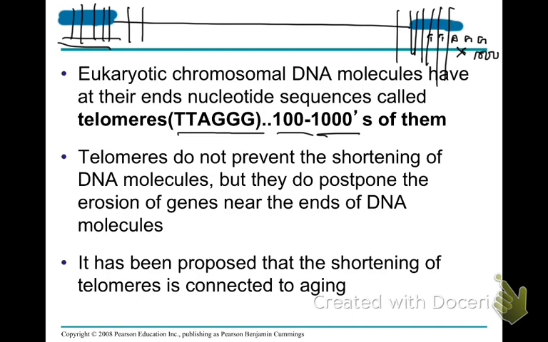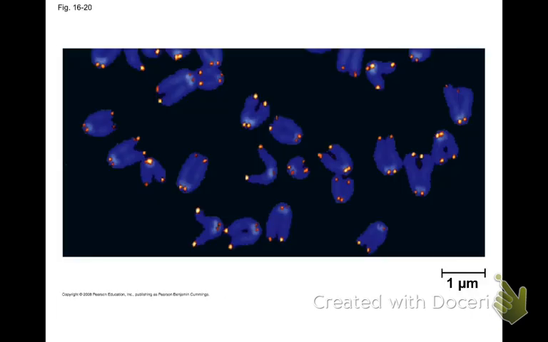Once it gets inside, the actual useful DNA is eroded, and this is when the cell dies. Okay, so telomeres do not prevent the shortening of DNA molecules, they postpone the erosion of the genes that are near the ends of the DNA molecule. So this is what is proposed. The shortening of the telomeres is connected to aging. They also stained the telomeric sequences, so you can see in the chromosomes that it is present in a large quantity in each of these chromosomes.